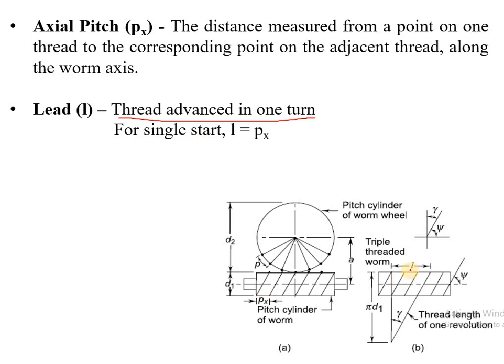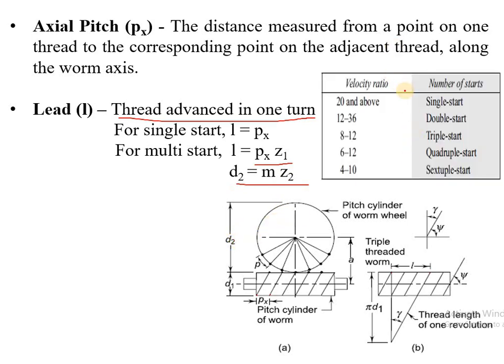So for a single start worm, this L will be equal to the axial pitch. Whereas for a multi-start worm, lead will be equal to axial pitch into Z1. So if you are dealing with double start, it means lead will be twice the axial pitch, because in 2 revolutions there will be 2 threads. So lead will be twice, and axial pitch will be half of lead, and vice versa. D2 is given by M Z2, where Z2 is the number of teeth on the worm wheel. The recommended number of starts depends on the velocity ratio. So using this table you can select.